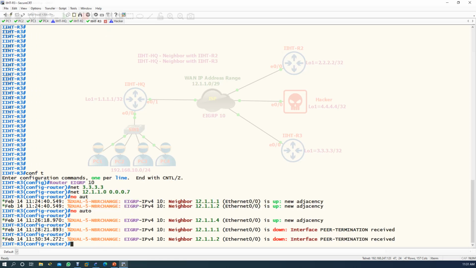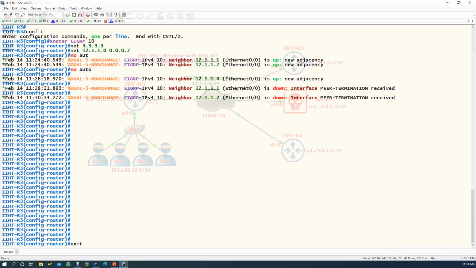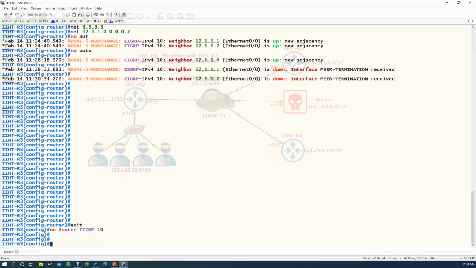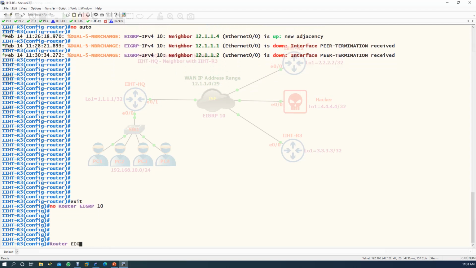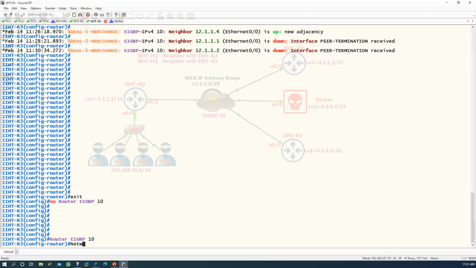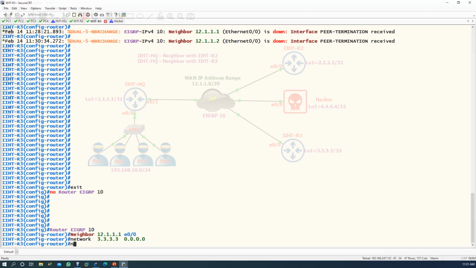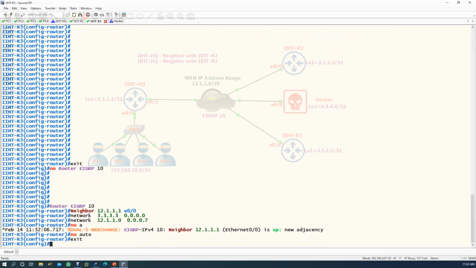Let's come to R3. Remove the router EIGRP, then router EIGRP 10, neighbor 12.1.1.1, headquarter router, and E0/0. Network 3.3.3.3, network 12.1.1.0 /27, no auto, exit. Okay, everything is okay.